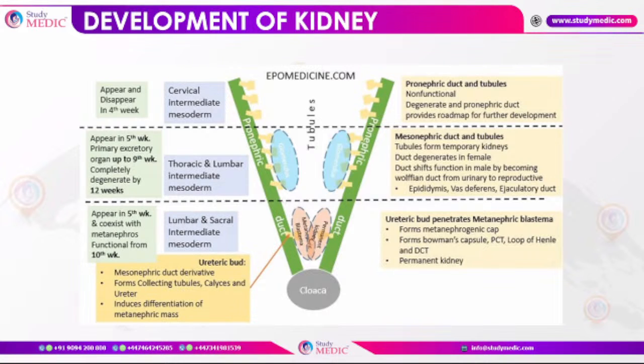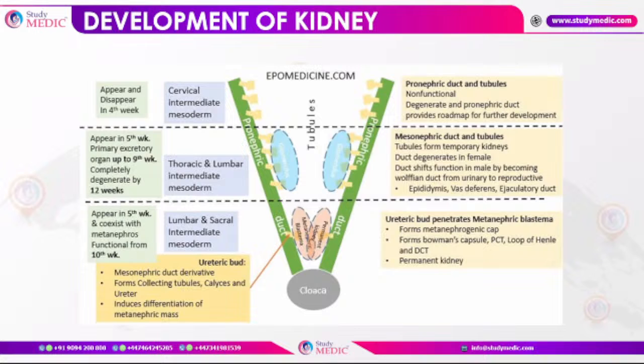Coming to the ureteric bud, which is another important terminology that we have to remember here. We need to talk about the metanephros first. Why did I mention the ureteric bud? Because the ureteric bud is actually a derivative of the mesonephric duct. So from here, it's going into the metanephros, and the metanephros is the one that is going to form the kidney per se. So what is the role of the ureteric bud?